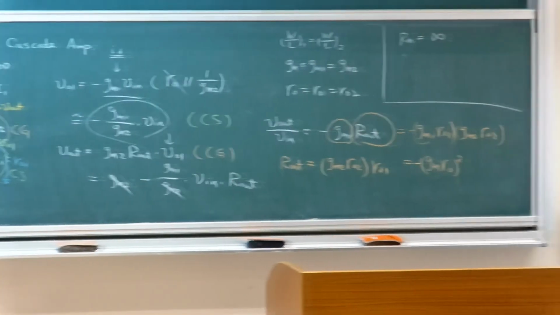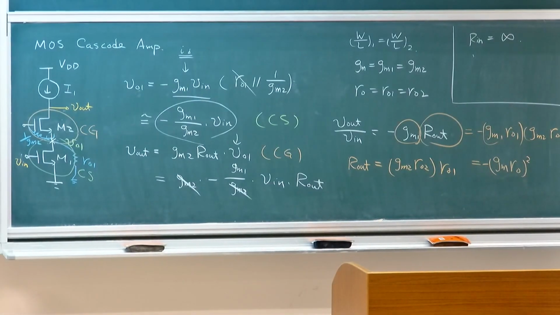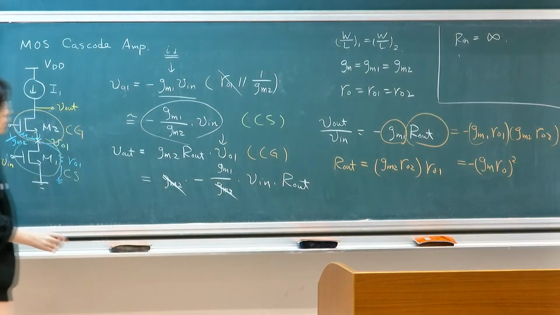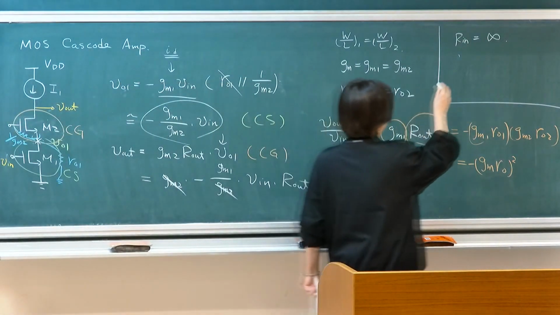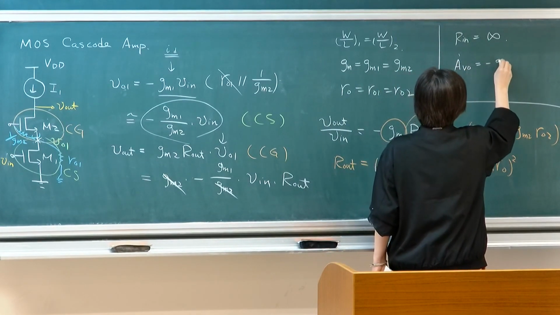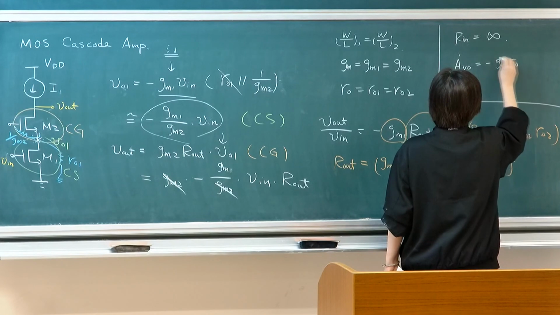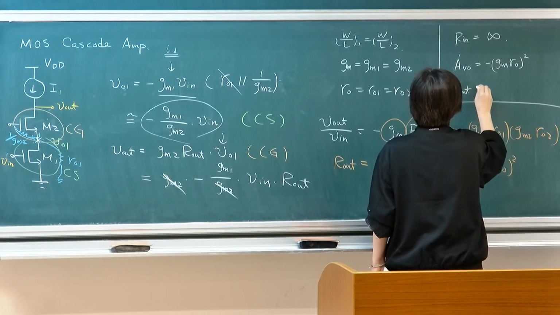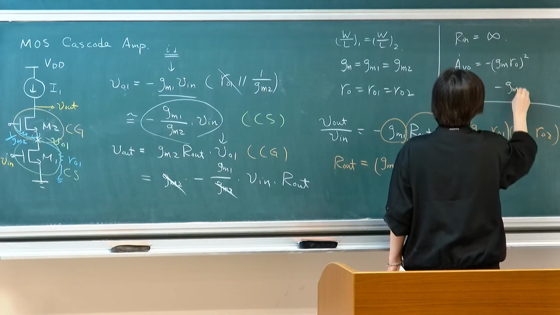So that's why this is typically referred to as a high gain single stage amplifier. Using a single stage, you can get the intrinsic gain of two stages. Okay? So let me write this down. We already know that our voltage gain is minus GM RO squared. And then finally, Rout is GM RO squared.